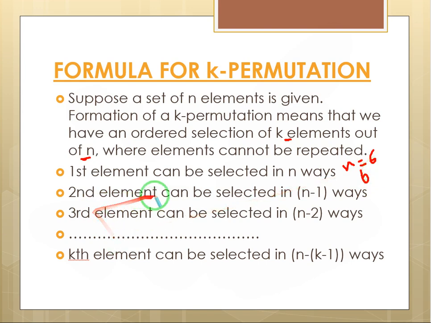The second element can be selected in n minus 1 ways, so 6 minus 1 means 5. The second will be 5. The third will be n minus 2, it will be 4. The kth element can be selected in n minus k minus 1 ways. So this is basically how you can write n permutation k.